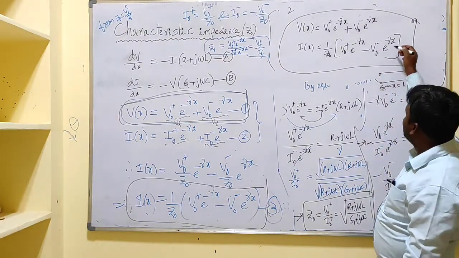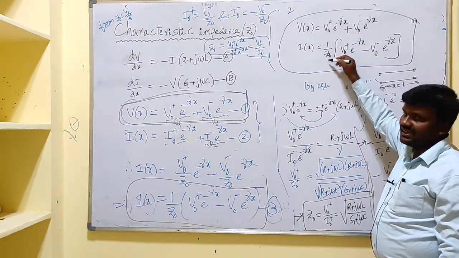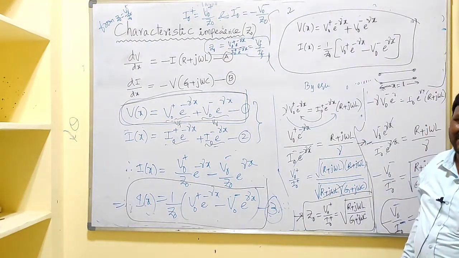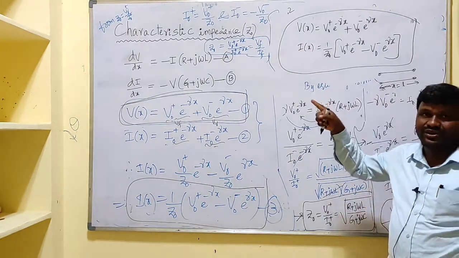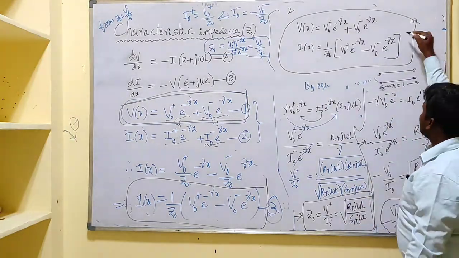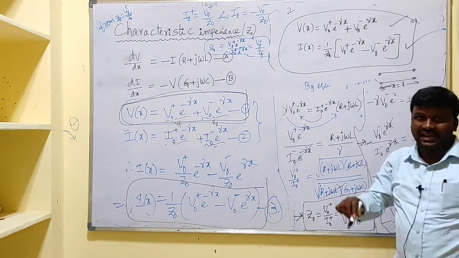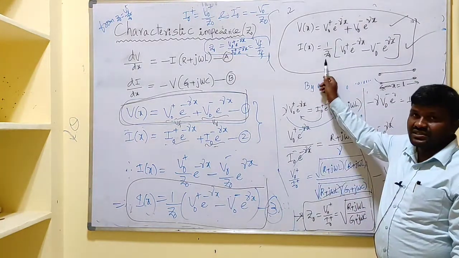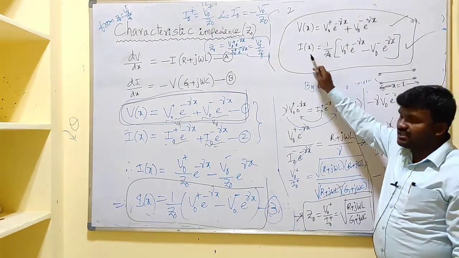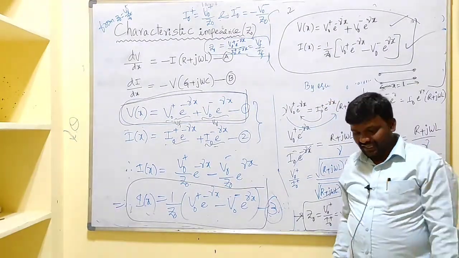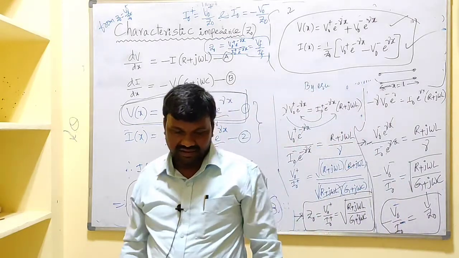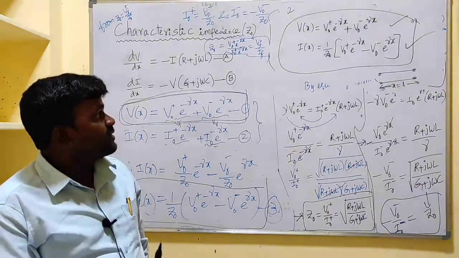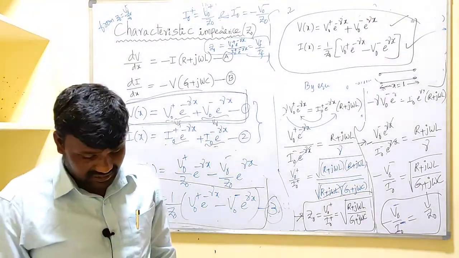With the help of these two equations, we can derive the input impedance of the transmission line. In the next class, we will discuss the input impedance of the transmission line by using these voltage and current equations. Please remember these equations. If you remember these equations, we can easily derive the input impedance for the transmission line.